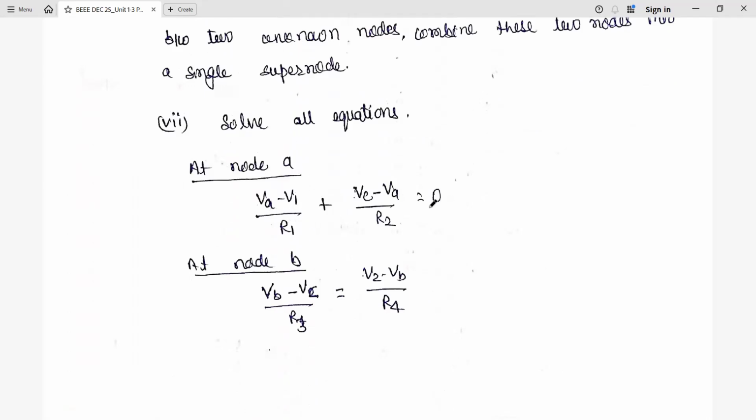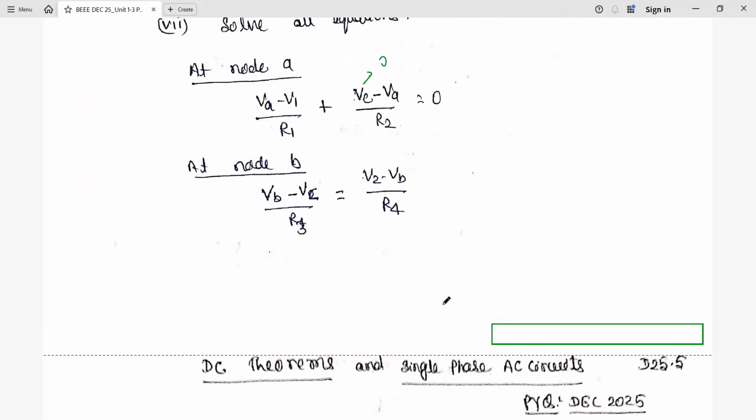Like for the given example, the equations are written here. VA minus V1 upon R1 plus VC minus VA by R2. So this VC is going to be 0. Okay, that is the ground. So here, as per the direction, we can write how it is given. Now again at node B, we have VB minus VC upon R3 equal to V2 minus VB by R4. One is the incoming current, one is the outgoing current. So like this we can observe. As per this one, you can take one example.